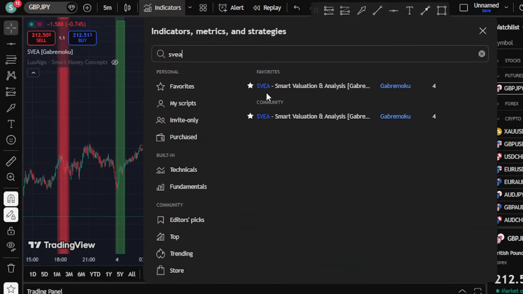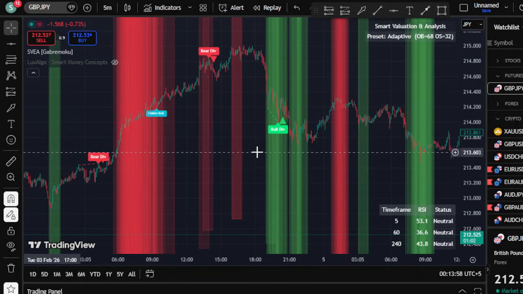When you write it on your TradingView, this will come up, called Smart Valuation and Analysis, by the author Gabri Moku. You can see that the indicator I'm going to review today has only 4 likes, which means it is hidden so far, and many traders all over the world who are using TradingView don't know anything about this indicator because they have never explored it before.